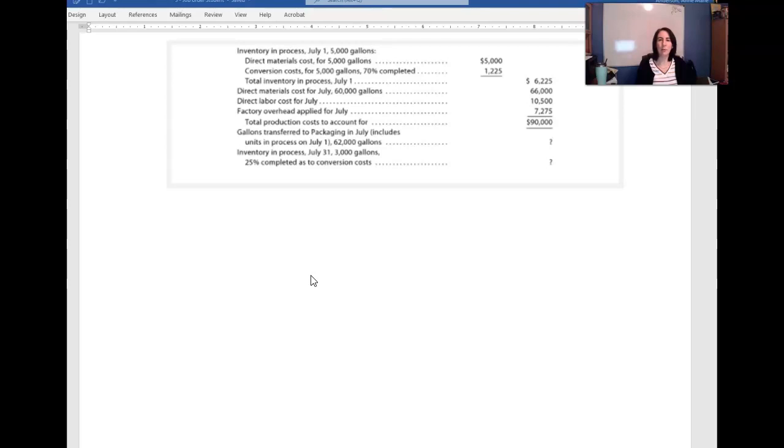We've got inventory in process on July 1st. This time we're definitely making ice cream. Inventory in process on July 1st, 5,000 gallons. So that means there's currently in a WIP somewhere 5,000 gallons of ice cream. And in that cost, there's already $5,000 worth of materials, 5,000 gallons. They made it easy, $1 a gallon. And they've got conversion costs. And that ice cream is 70% complete as far as direct labor and factory overhead, which are conversion costs.